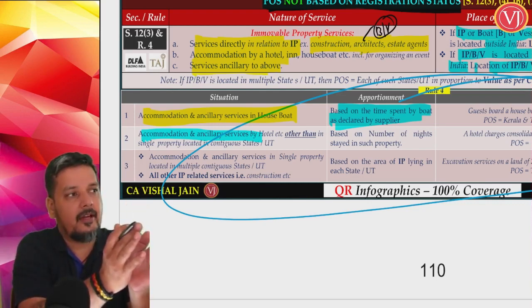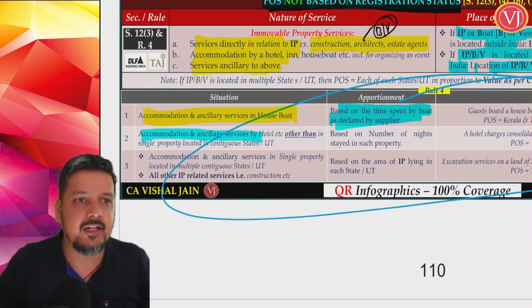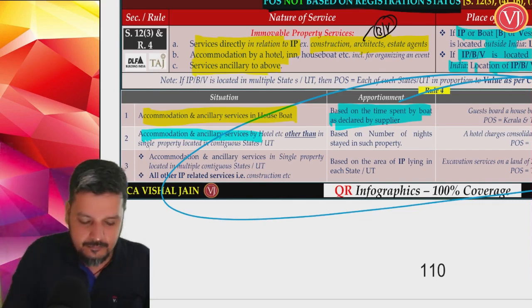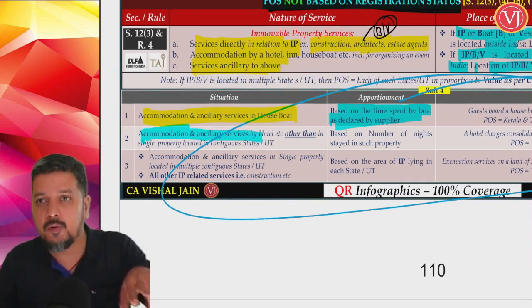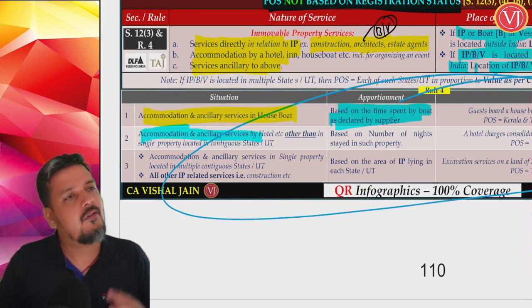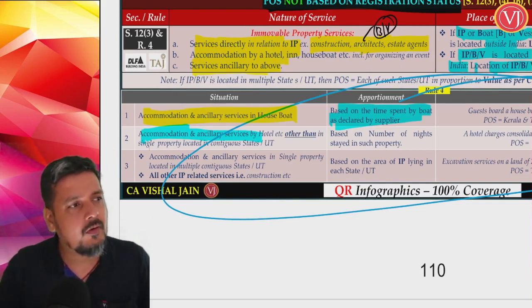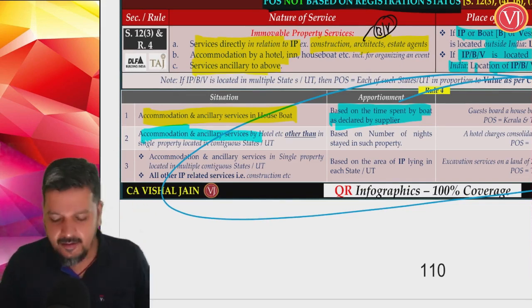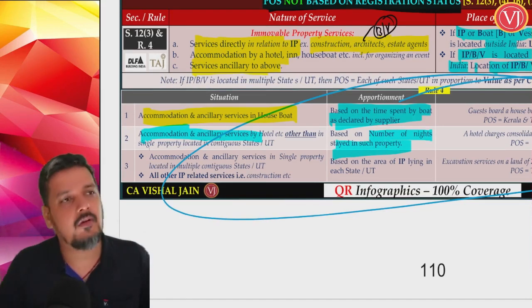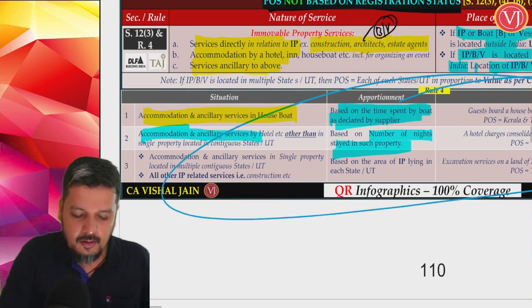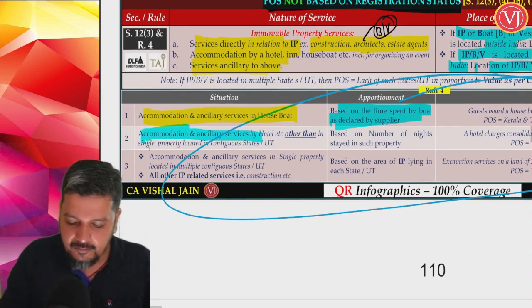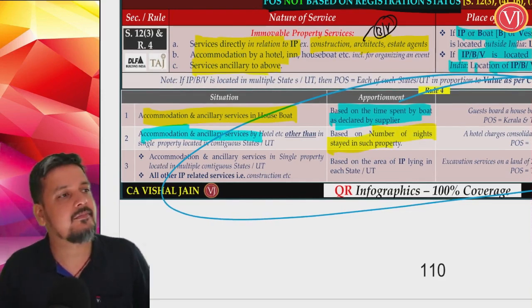2 days in Mumbai and 3 days in Ladakh. One single package. What should be the answer now? 2:3. Maharashtra and Ladakh in the ratio of the number of nights stayed in that property.